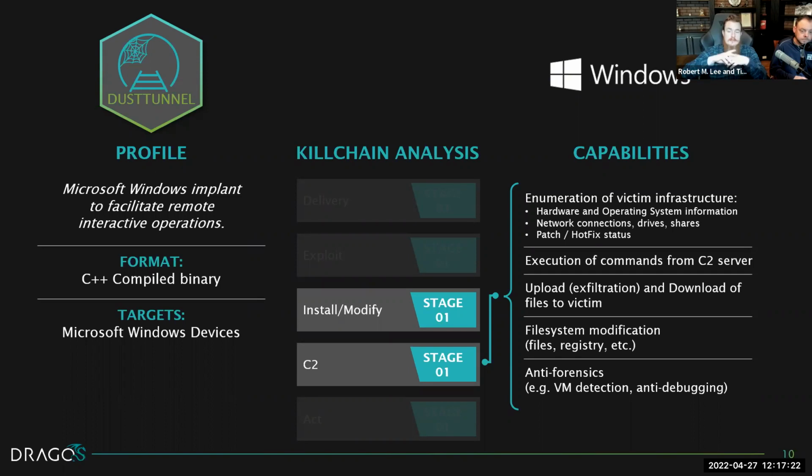And they're using native functionality on Windows systems for file registry enumeration, for getting hardware and operating system information, for figuring out the level of security on the system, all the classic anti-forensics like VM detection and anti-debugging capabilities you'd expect. But the thing to focus on is this is the capability for the exfiltration and downloading of new files and uploading new files back and forth between the target and the adversary.